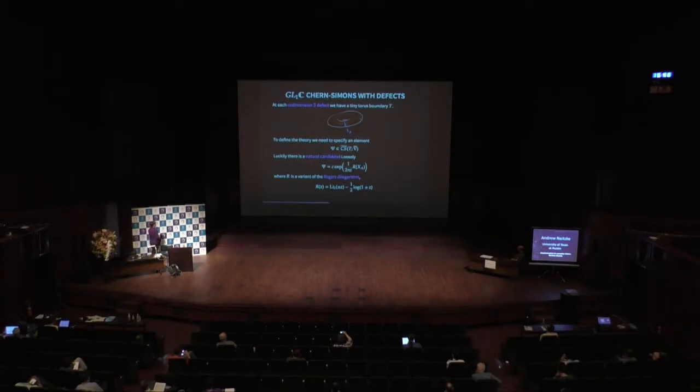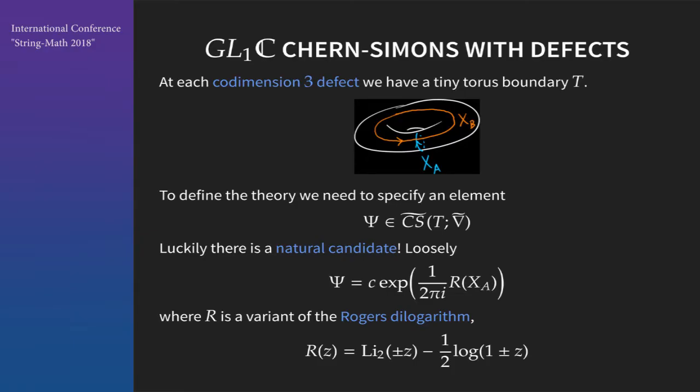Now, that at first might sound hard. The Chern-Simons theory is a non-trivial theory, so how can it have a totally canonical element of its line? But it turns out that there actually is a candidate. It's given essentially by this formula: the exponential of the Rogers dilogarithm as a function of the holonomy around this loop. Again, there are strict signs, plus and minus, so some slight variant of the Rogers dilogarithm.